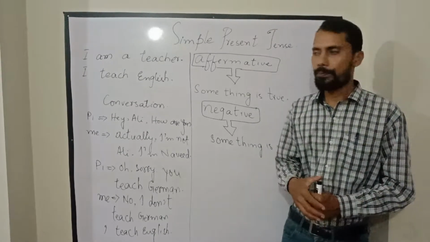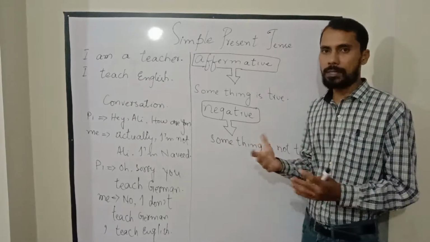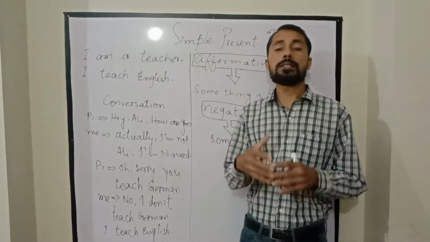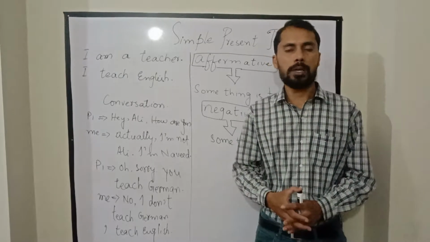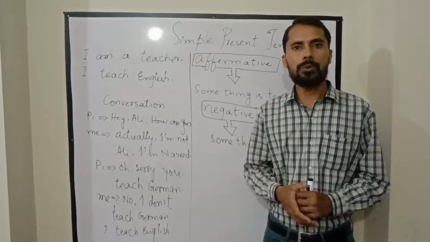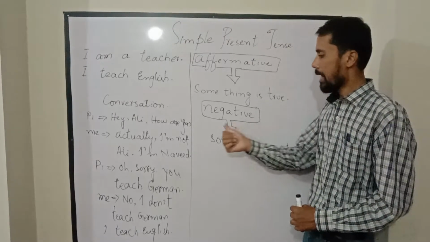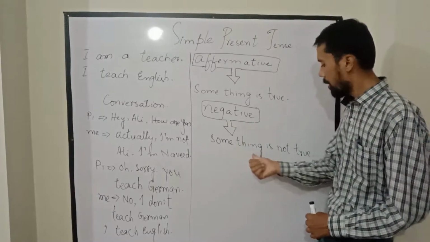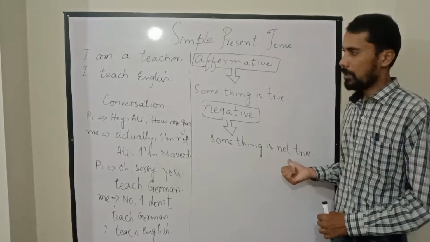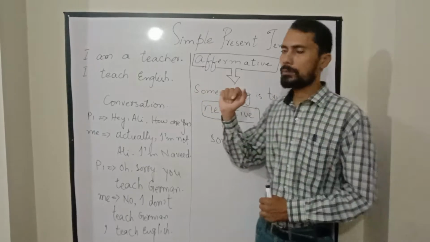Now, look at negatives. What are negatives? Negative sentences are the statements which are not true. Something which is not true is stated in negative sentences. Negative, something is not true. Okay? Now look at the examples.